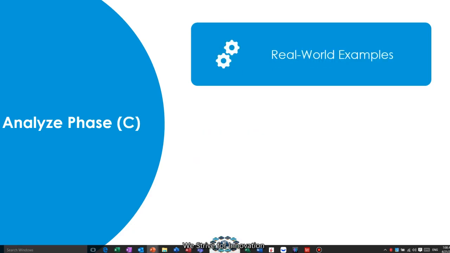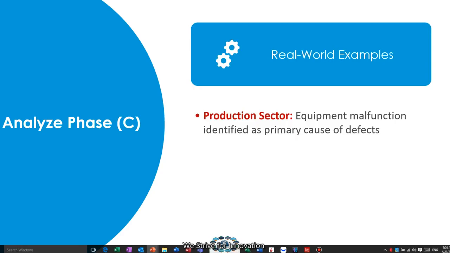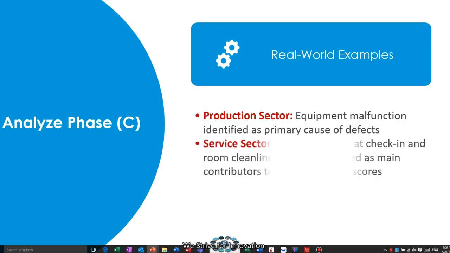Now, for a real world example, if you are in the production sector, let's say you have an equipment malfunction identified as the primary cause of defects. If you are in the service sector, let's say long check-in times and room cleanliness issues are identified as main contributors to low satisfaction scores.